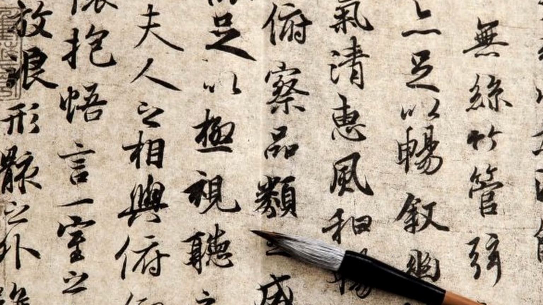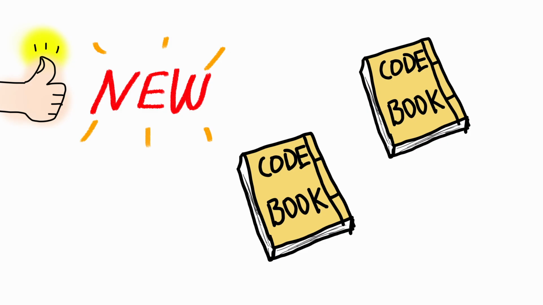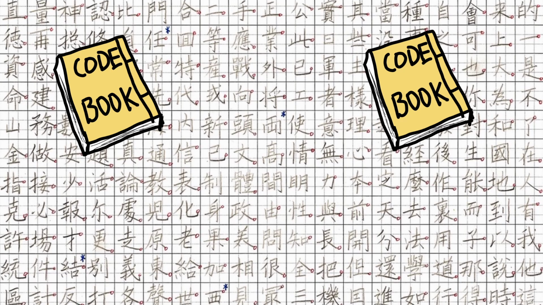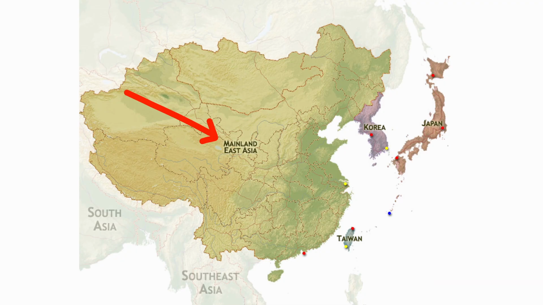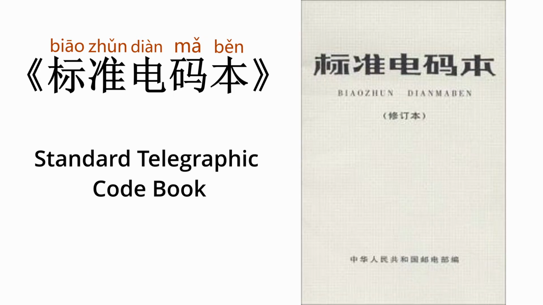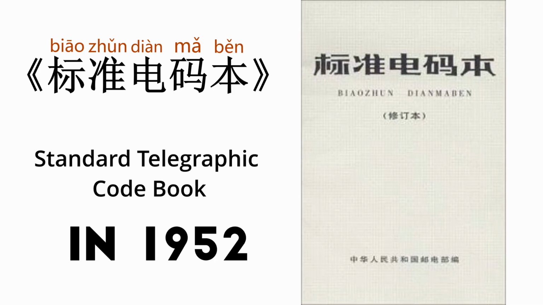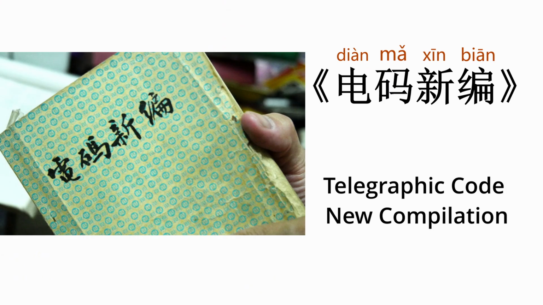Many years later, in the 1950s, two new codebooks were written in the Chinese language world, and both books are still used until now. Both codebooks included all the characters used in daily life. Mainland China published 标准电码本 in 1952. In Taiwan, in 1950, the book was 电码新编.